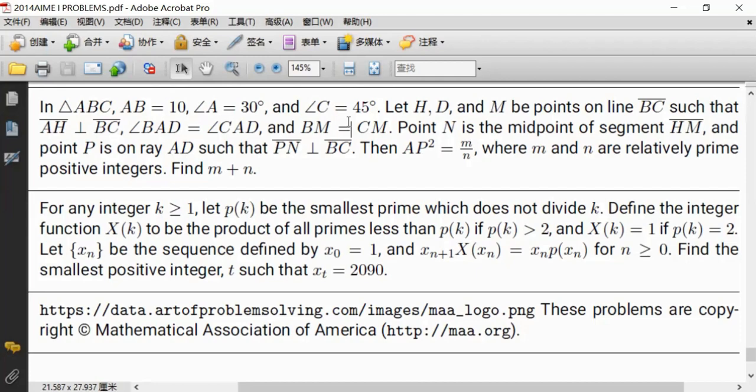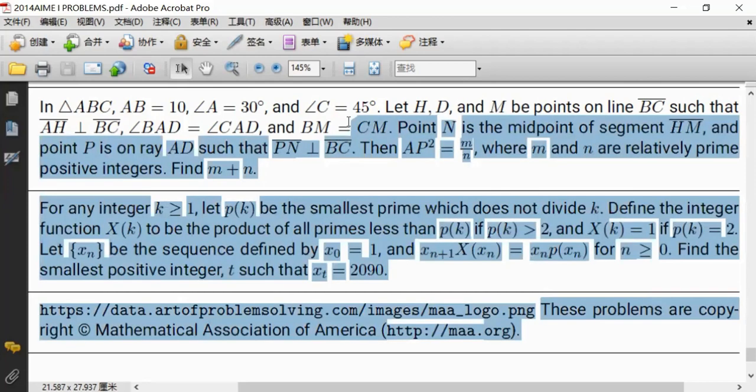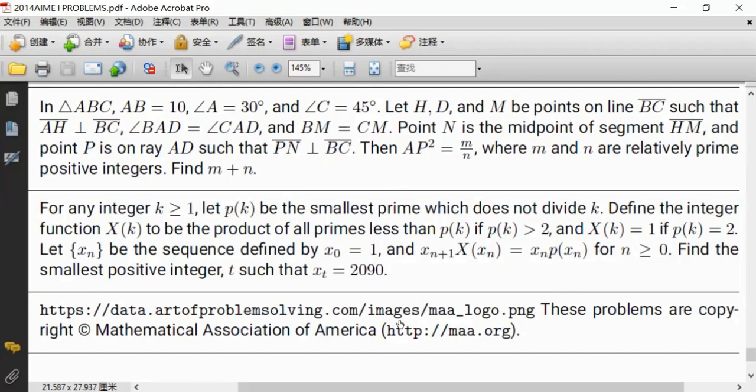So, would you like to try by yourself? Yes, try it first and then try the next. Okay. Now we can do it together.